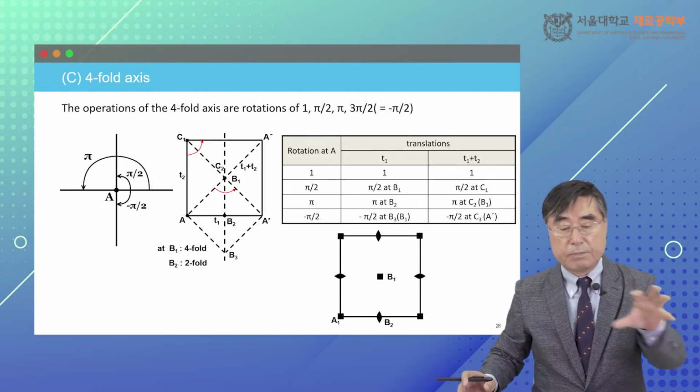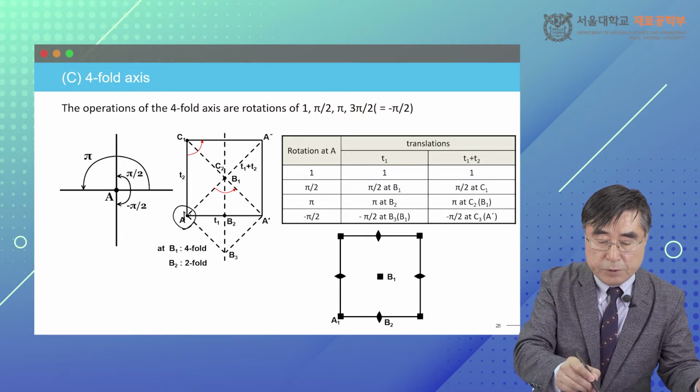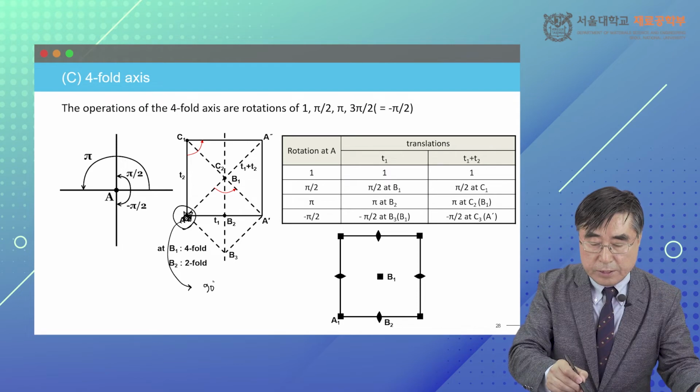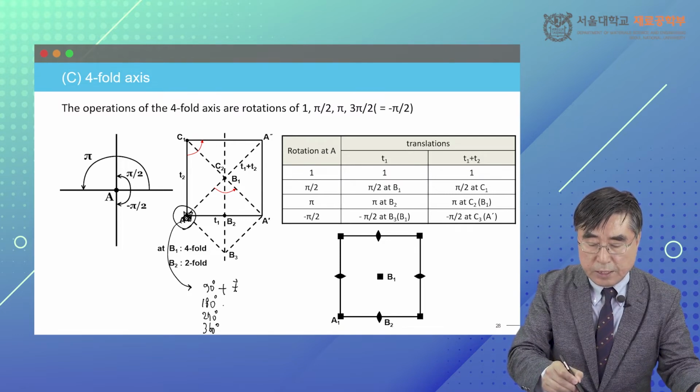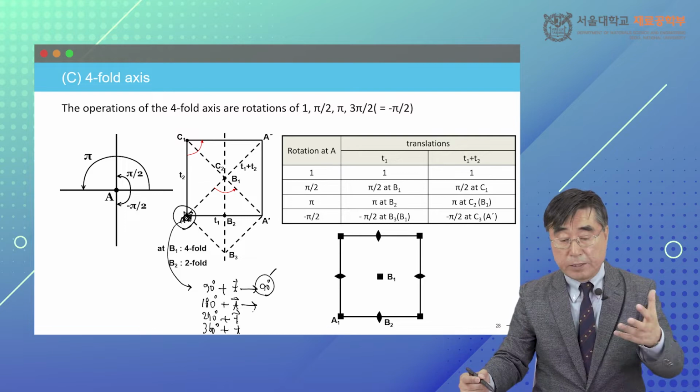Fourfold symmetry, by the same token, I have 90 degrees. I put fourfold symmetry in here, which has the 90 degree, 180, 270 degree rotation, and of course 360 degree rotation. And now you do the translation, and you find out where another 90 degree rotation is generated. Where is another 180 degree rotation generated?